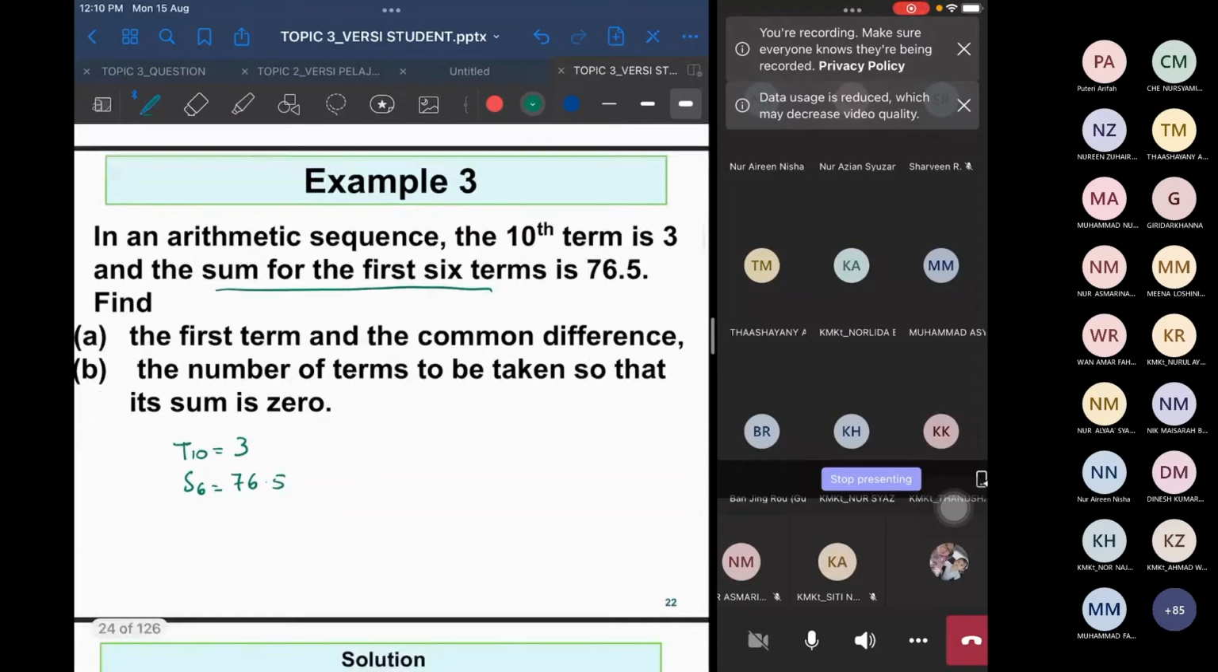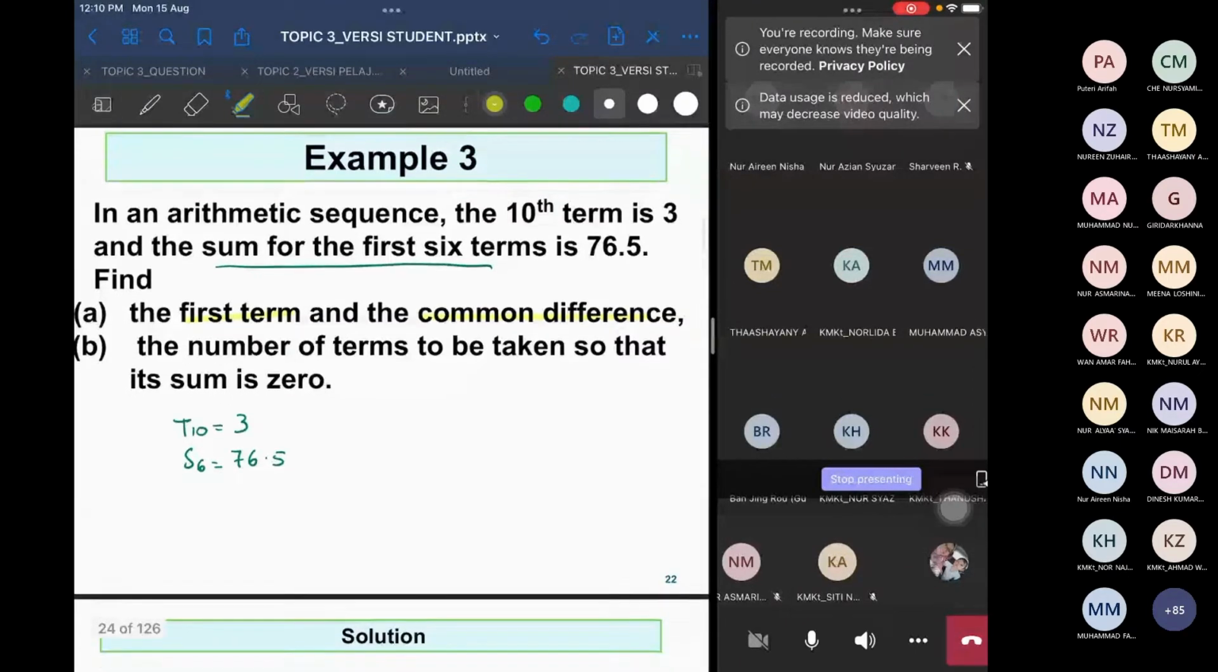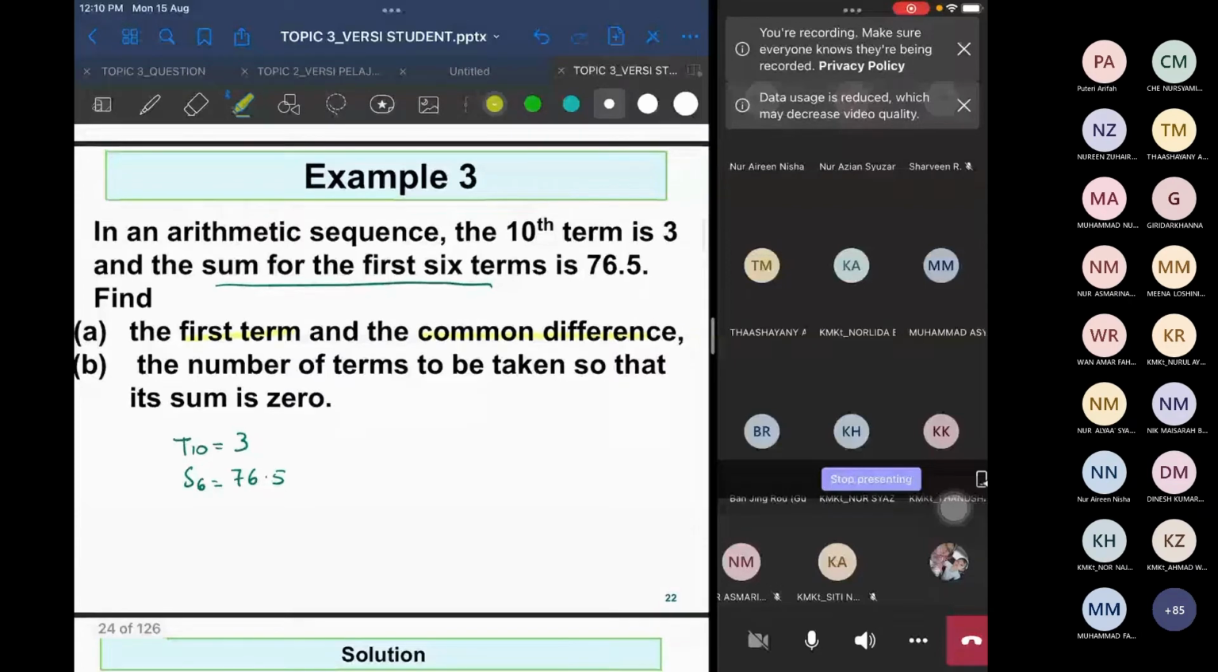Okay, so soalan dia minta kita cari, find the first term and the common difference. So you have to find A and D. Okay, so macam mana kita nak cari A and D? So kita ada dua info. Term yang ke-10 sama dengan 3 dengan the sum of the first six terms is 76.5.